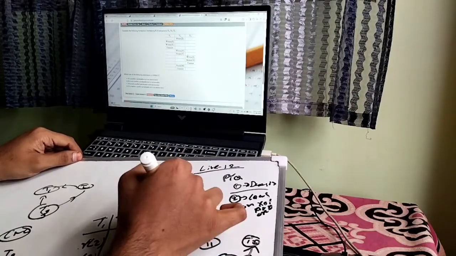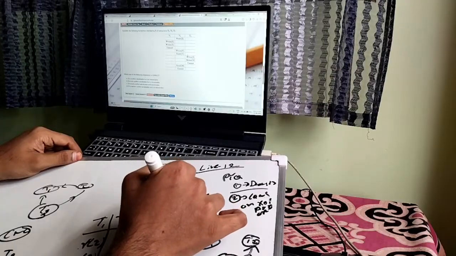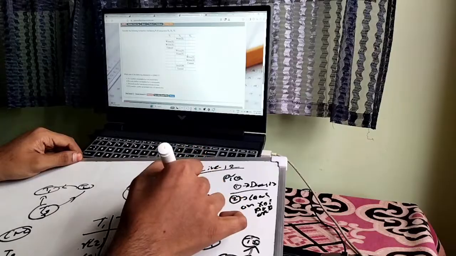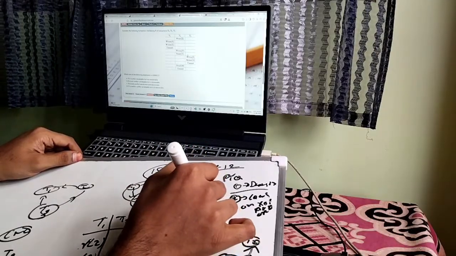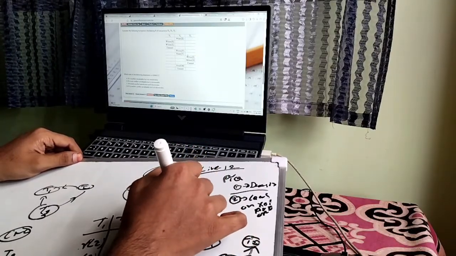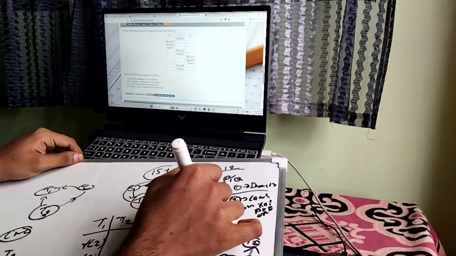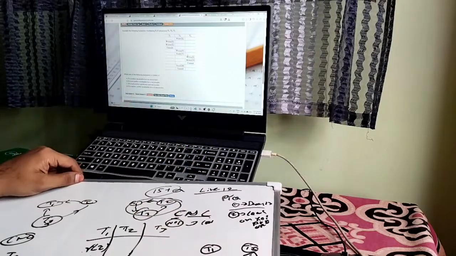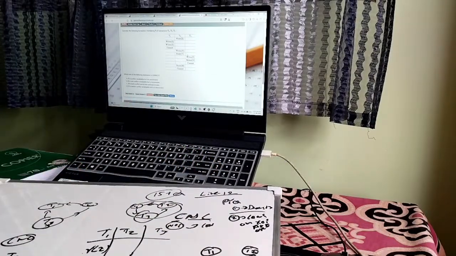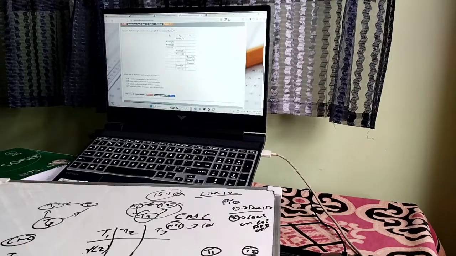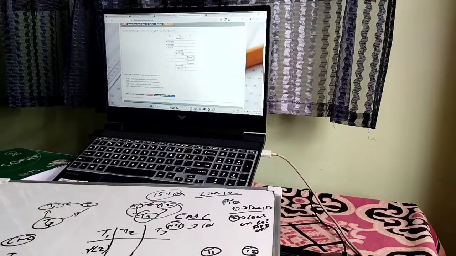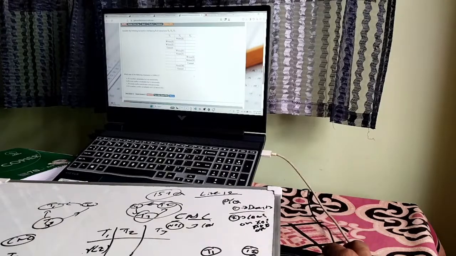Cycle, not conflict, but it is not a cycle. So if it's not a cycle, then it is conflict serializable. If it is a cycle, then it is not conflict serializable. It is a cycle, so it is not conflict serializable, but it's recoverable. Yeah, it's my mistake, really my mistake.